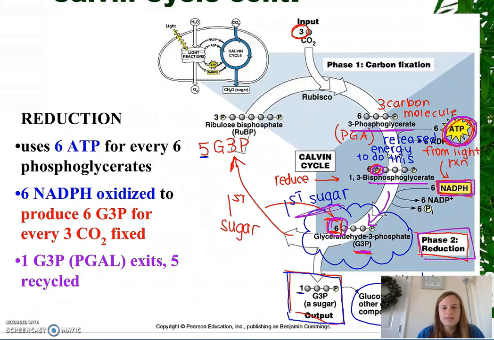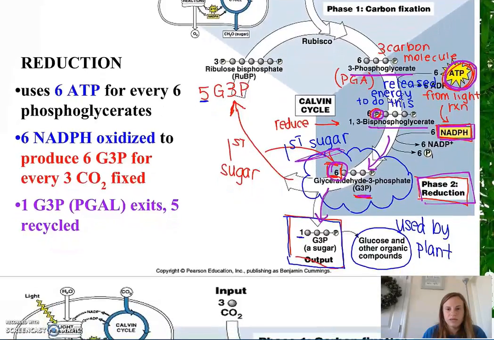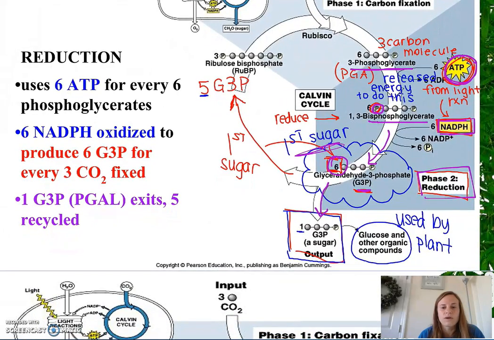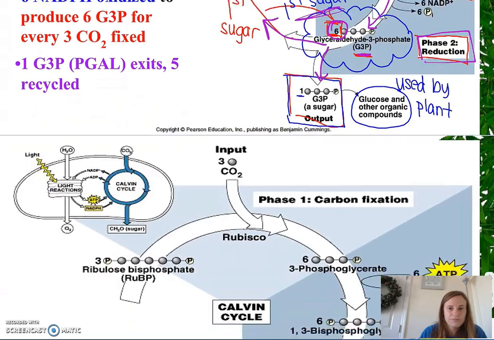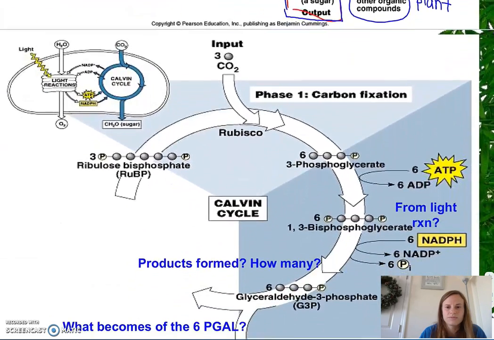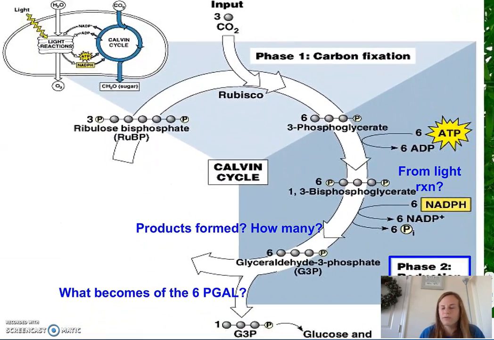Where do these 6 G3Ps go? Well, 1 G3P is going to be used by the plant to form glucose and other organic compounds, but 5 of the G3Ps are going to be recycled so that I can continue this cycle of making glucose. So let's fill out our note packet.